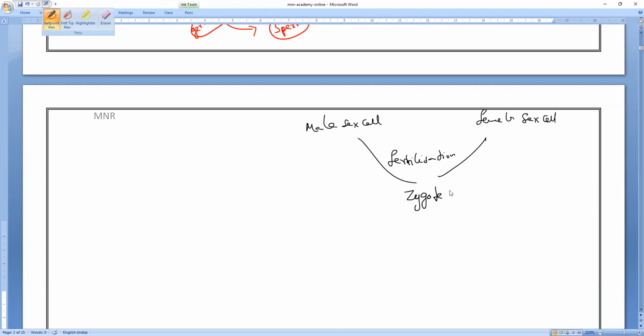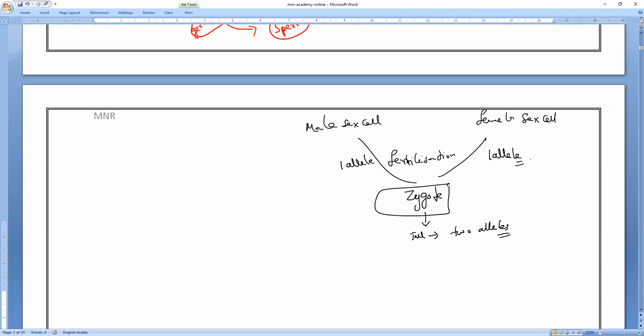So the zygote contains what for each character? Suppose I take tallness, how many alleles will be there? Again, two alleles will come. Understand, everybody? One allele from father, another allele from mother. So now my question to you guys: gametes contain how many genes for each character? Two alleles or one allele or a pair of alleles? Only one single allele will be present in the gametes.